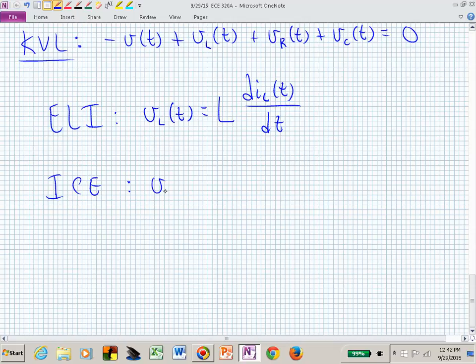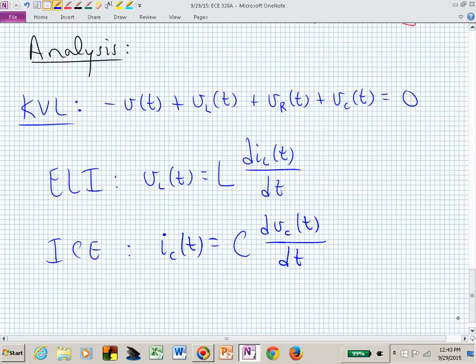Now it has the same structure. It's just that we have the current first, which says that the capacitor current, I sub c, is proportional to the time rate of change of the voltage dropped across that capacitor. And this you should really place into memory. This should just be second nature. V is equal to L di dt, I is equal to C dV dt, where the I and the V are associated with the inductor or capacitor respectively.